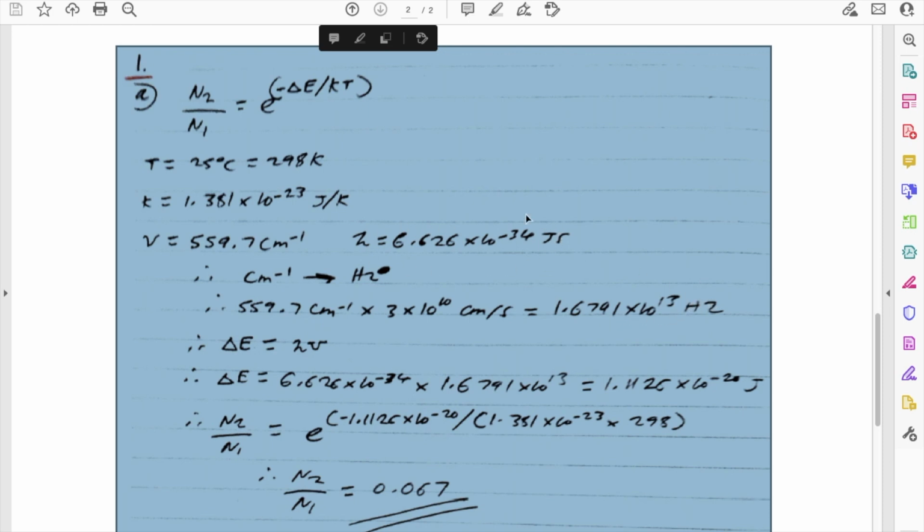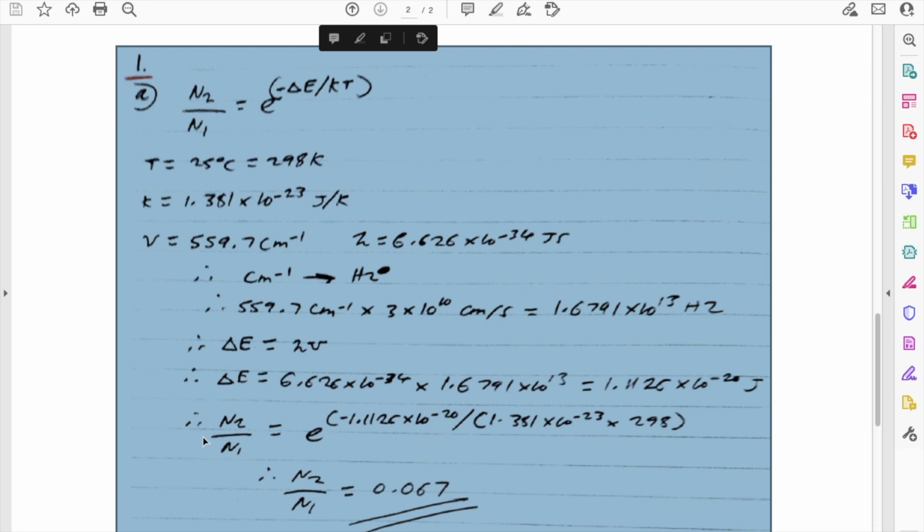Also just note down Planck's constant right here as h. We now apply E equals the product of Planck's constant times frequency, and therefore substituting our Planck's constant right here and our frequency right here, our change in energy is given as 1.126 times 10 to the negative 20 joules.